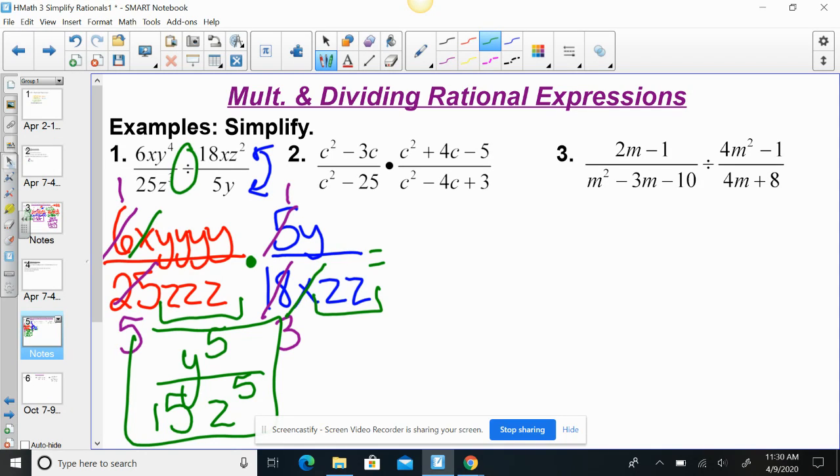All right, let's look at number 2. So if you need to rewind and go back to that, you can. I'll leave that up for just a little bit longer.